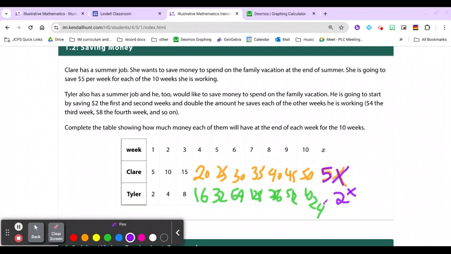Although, to be honest, you can't keep doing this. You can't save $1,024 each week and then double that each week. But it was a nice idea. Well, I don't know what happened in real life.